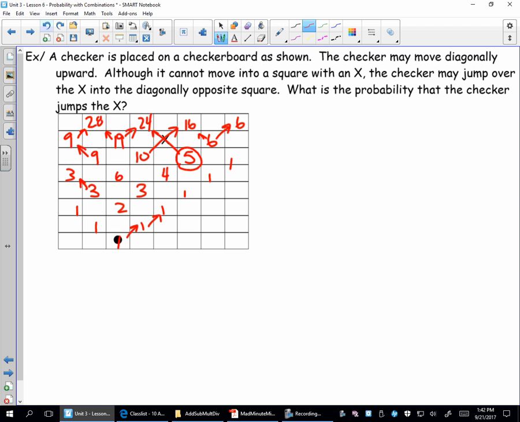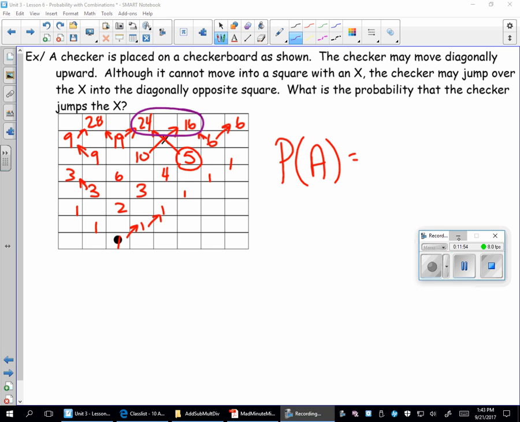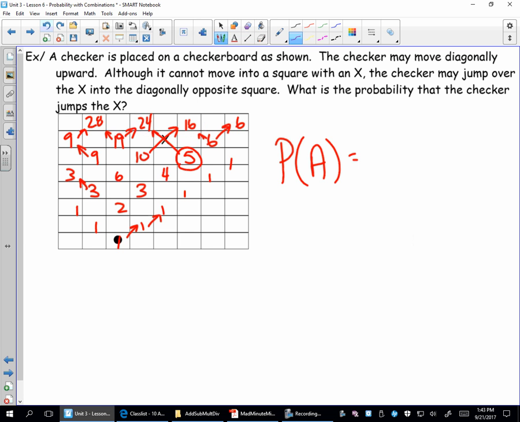So, what is the probability that the checker actually jumps over the X? How many paths jump over the X? Well, these are all ones that went over the X, right? Sorry, I put that circle in the wrong spot. These are all ones that jump over the X, right? These 10 go this way over the X. These 5 go this way over the X. So we end up with 15 different paths that go over the X.